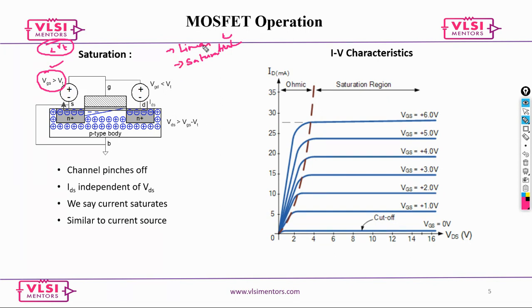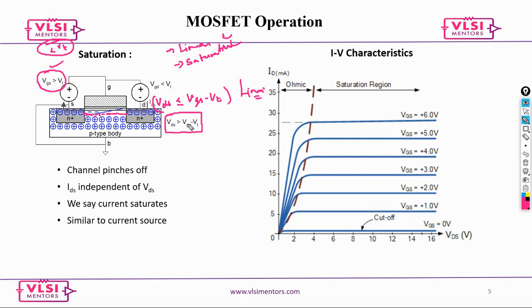based on this equation. If VDS is less than or equal to VGS minus VT, we call this linear mode. During the linear mode, your channel is very well intact. There are no issues at all. It is just a continuous channel.